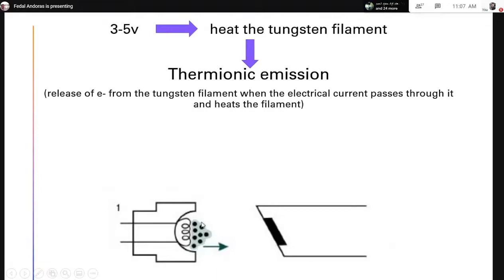So a cloud will be released here, and it will be near the cathode. This cloud has not enough energy to travel. It will be just near the cathode. It's called the electron cloud. Okay, understood? So just when the control panel is set on, this will happen.